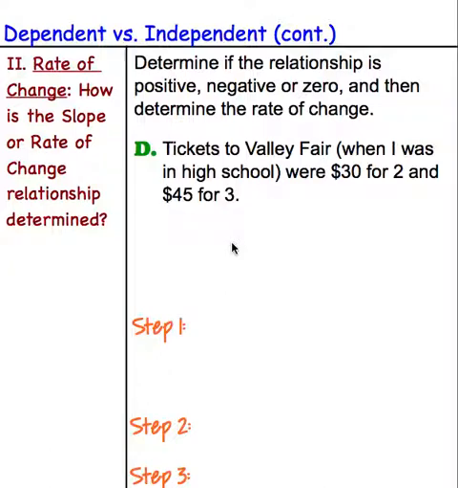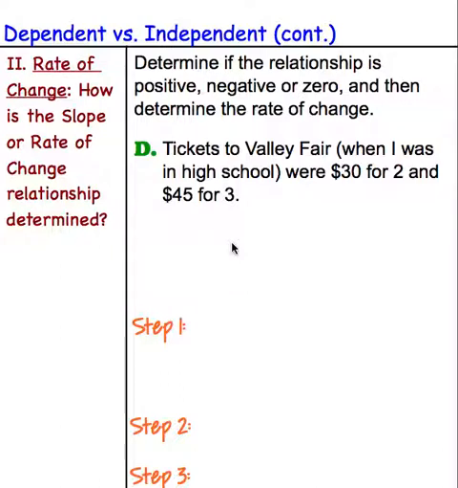Our last part here is going to be talking about that rate of change, and looking at its relationship as well as determining the rate of change. So our first problem here is tickets to Valley Fair, at least when I was in high school, were $30 for 2 and $45 for 3.